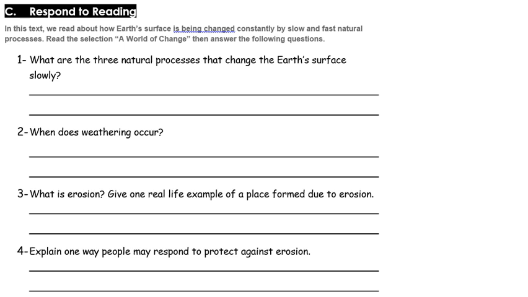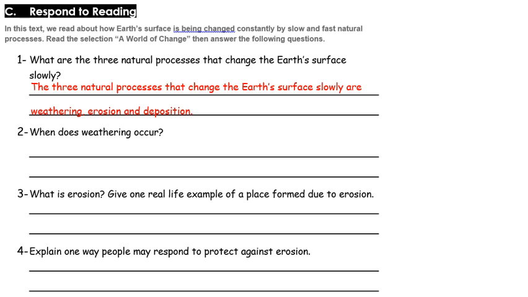What are the 3 natural processes that change the Earth's surface slowly? Okay, we have to answer with complete sentences. So the answer for number 1 is, the 3 natural processes that change the Earth's surface slowly are... You see, the first part of the answer that comes from the question is also graded in the exam. Okay, so it's very important.